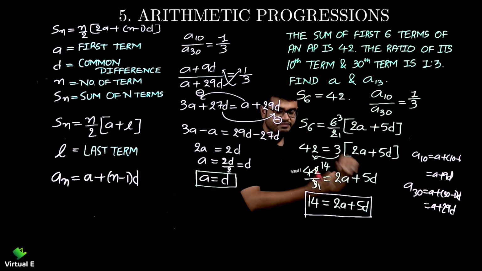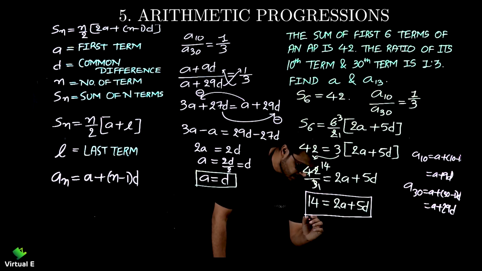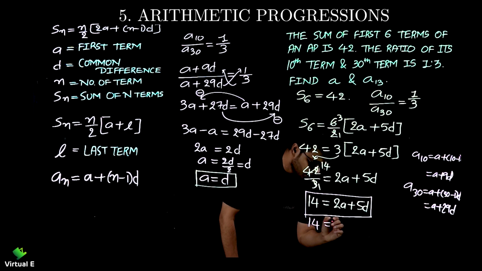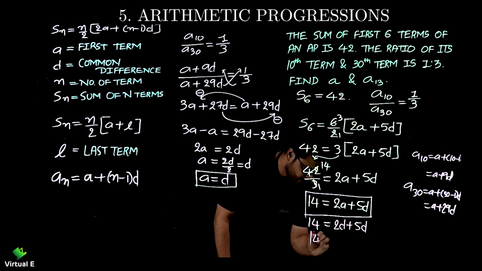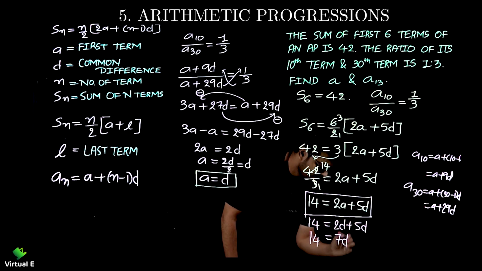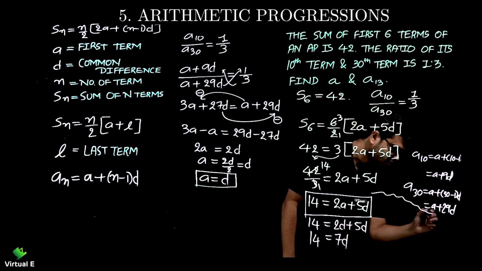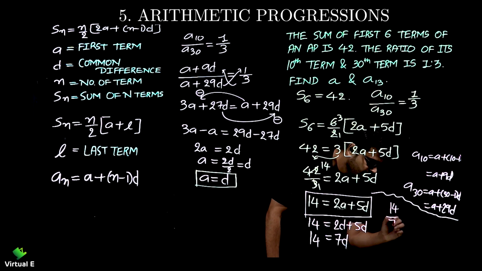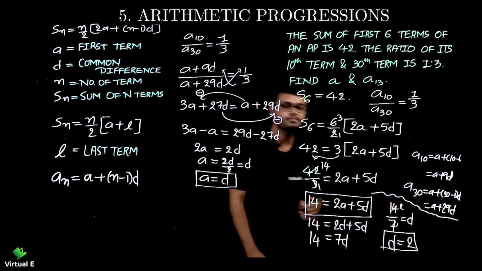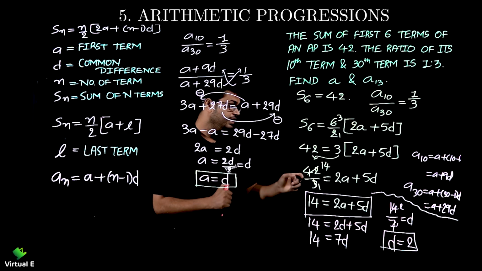Now let's substitute this value over here and get the values. So 14 is equal to, instead of A, what will I write? D. So 2D plus 5D. So 14 is equal to 7D. So if I solve it, I'm going to get 7 will be in denominator. So 14 by 7 is equal to D. So D is equal to what? Very simple, which is 2. Why? 7 ones are 7, 7 twos are 14. So my value of D is 2.